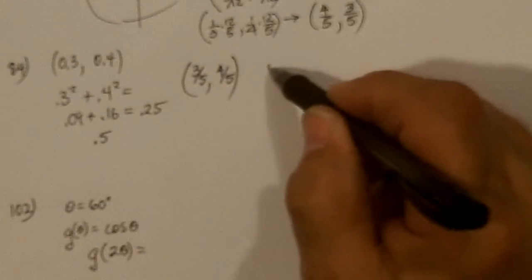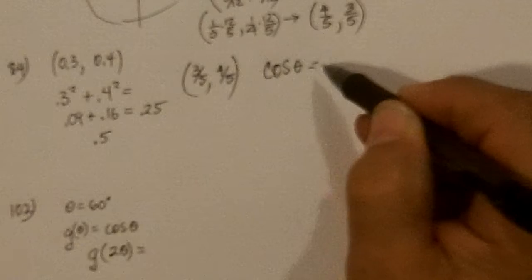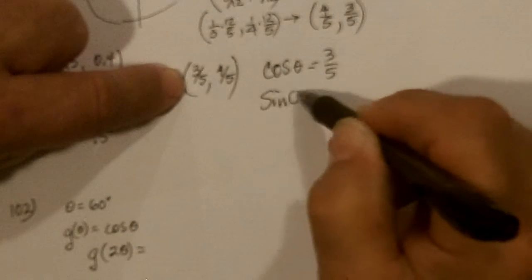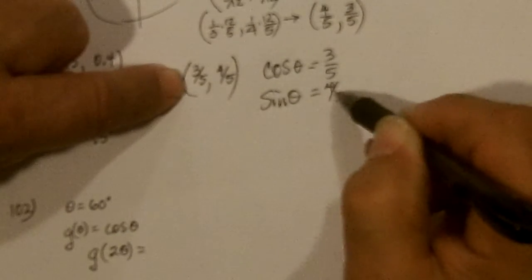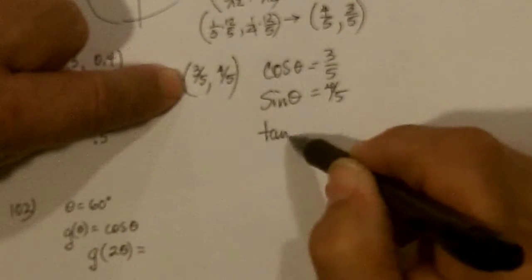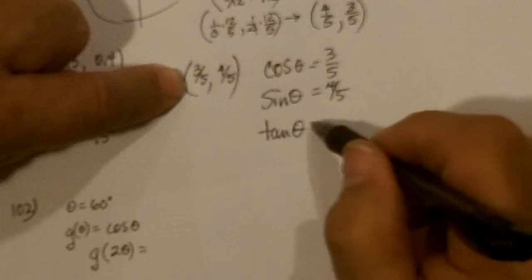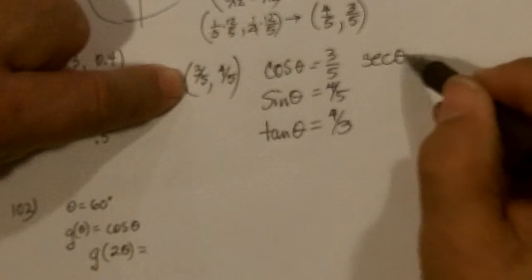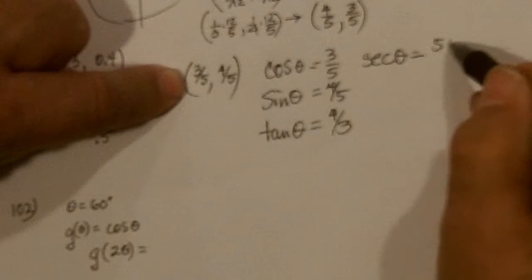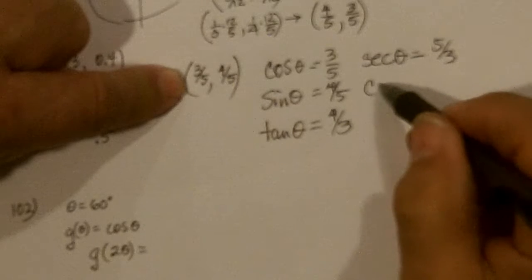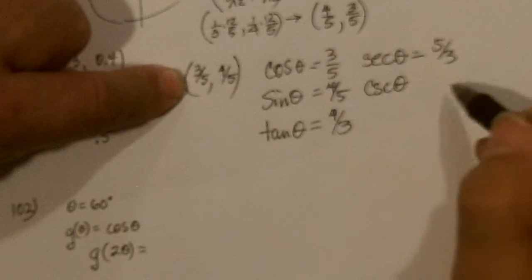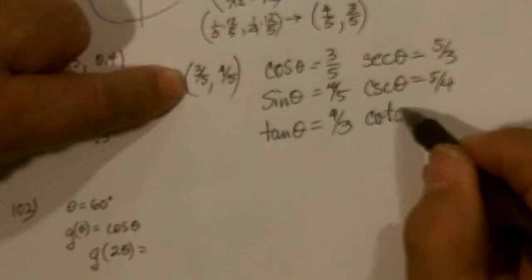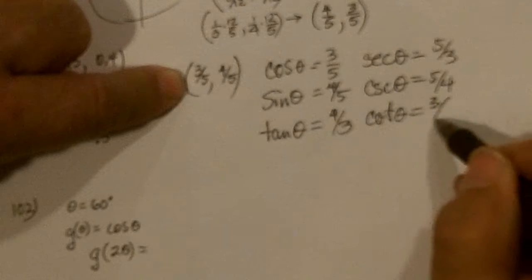So let's write it. Cosine of the angle would be 3/5. The sine of the angle would be 4/5. The tangent of the angle would be 4/3. The secant would be 5/3. Cosecant would be 5 over 4, and the cotangent of the angle would be 3 over 4.